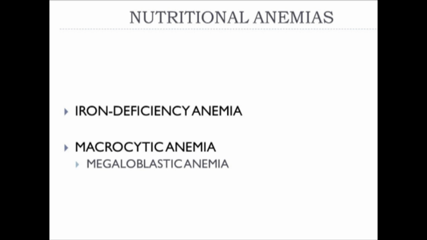Now I want to take a look at nutritional anemias. There are two broad categories that we can discuss. First is iron deficiency anemia, which we've already seen a little bit of. And the next one is a macrocytic anemia based on vitamin B12 and/or folate deficiency. This is called megaloblastic anemia.